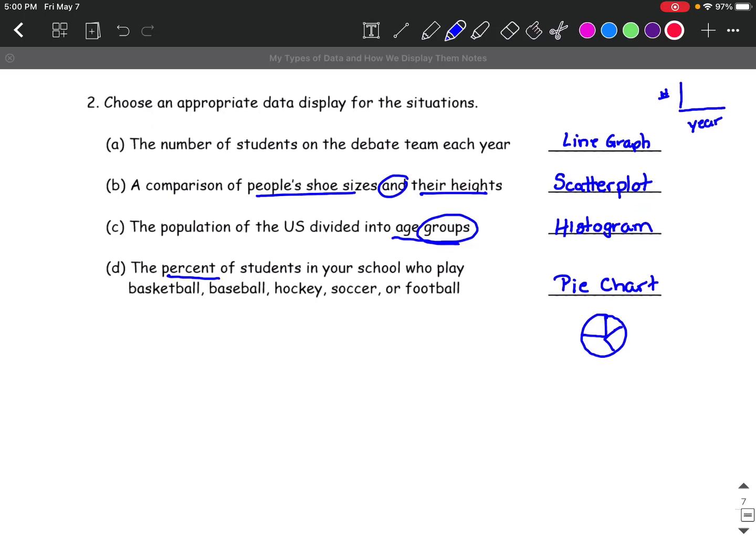Okay, so that was an introduction to data and types of data and how we can represent them, and we'll do some more work with that when I see you in class.